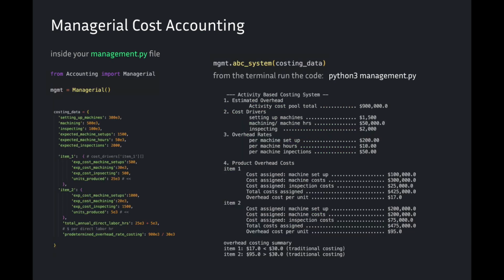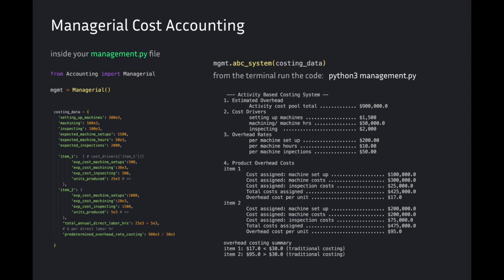Inside our management.py file we have our costing data dictionary. We call our method and pass in the data dictionary. The estimated overhead cost pool is $900,000. Item 1 has total costs of $425,000 and overhead cost per unit of $17. Item 2 has total costs of $200,000 and overhead cost per unit of $95.